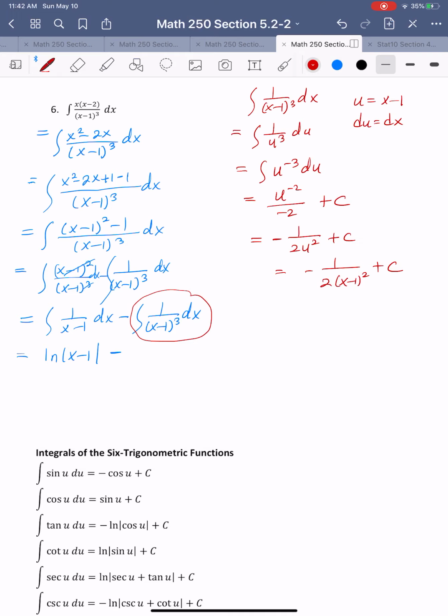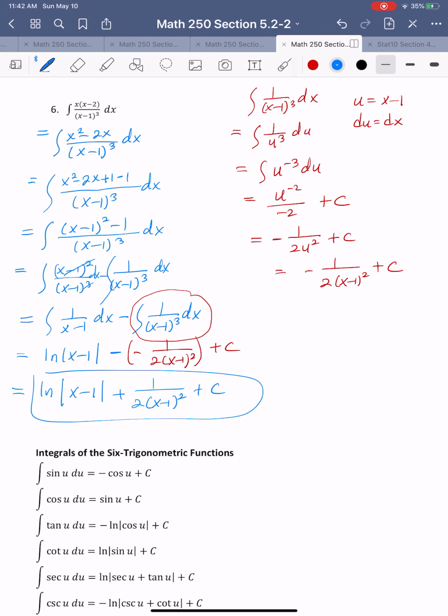Then I'm going to replace back, since u was x minus 1. So we get negative 1 over 2 of x minus 1 squared plus c.